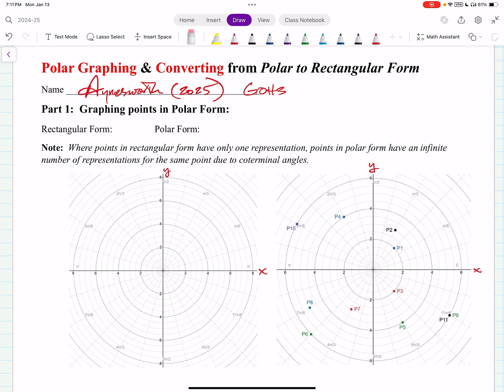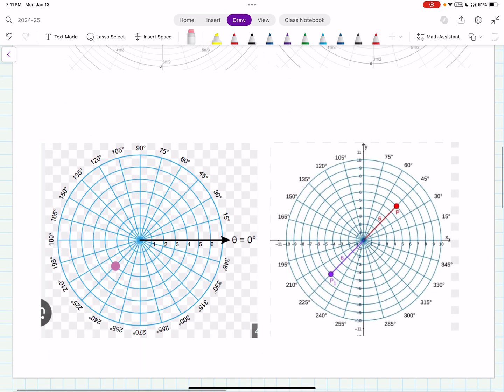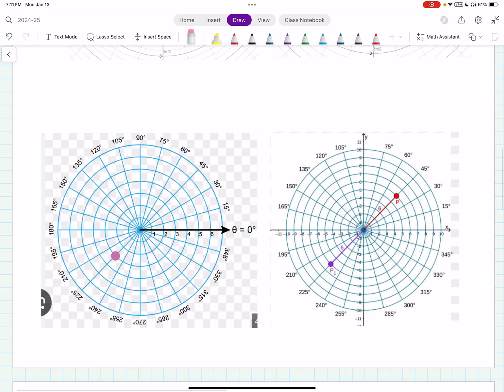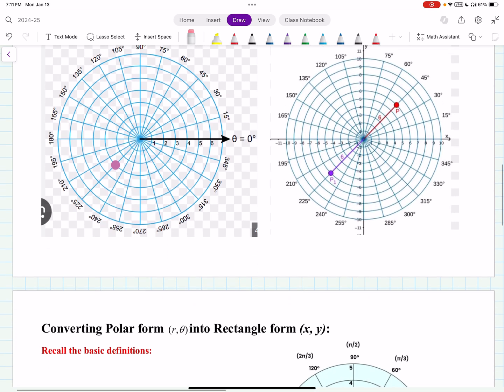This is Mr. Ainsworth, and we are going to get into a cool topic about polar graphing and converting from polar to rectangular. Let's get started. We're going to start with polar graphing first. I'm going to illustrate it on the left polar graph here, and then on the right, we'll get some more practice. I have additional graphs that we can use later on when I get back in class.